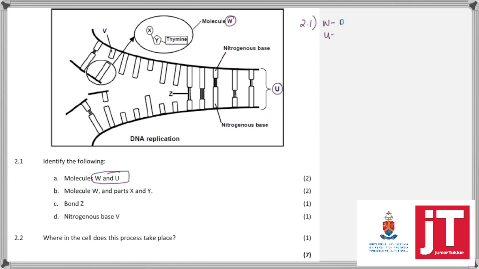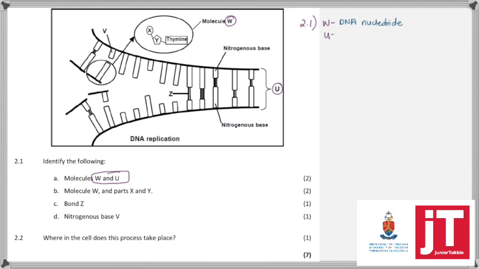All right, so let's look at the questions here. We look at 2.1, identify the molecules W and U. If we look at W, we see that molecule W is our DNA nucleotide. We identified that right in the beginning. We know that DNA nucleotides make up the complementary DNA strand. So here we can see that W is exactly that, a DNA nucleotide.